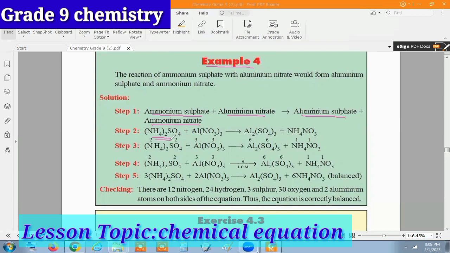Now this group consists of different polyatomic ions.